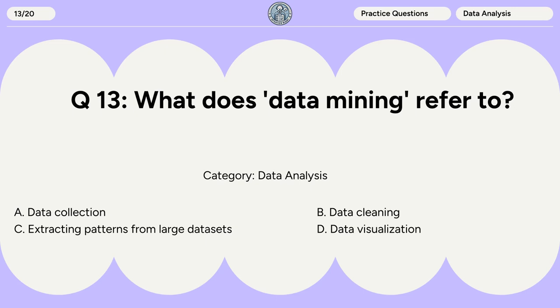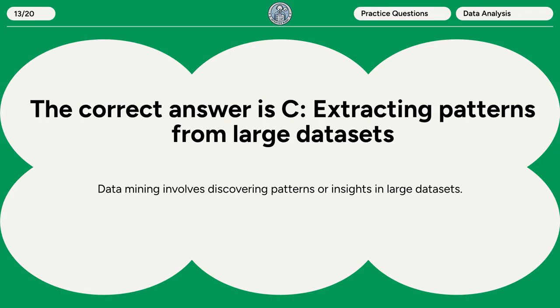Question 13. What does data mining refer to? A. Data collection. B. Data cleaning. C. Extracting patterns from large datasets. D. Data visualization. The correct answer is C. Extracting patterns from large datasets. Data mining involves discovering patterns or insights in large datasets.